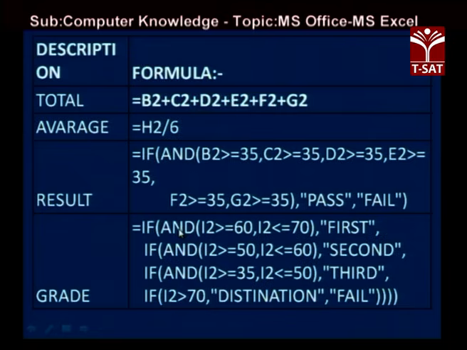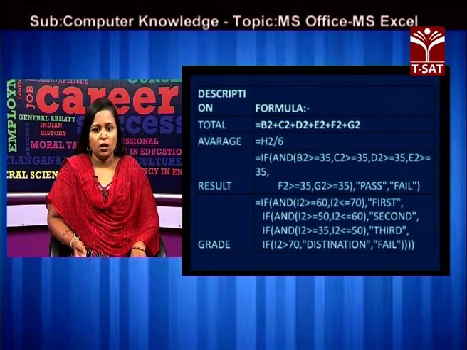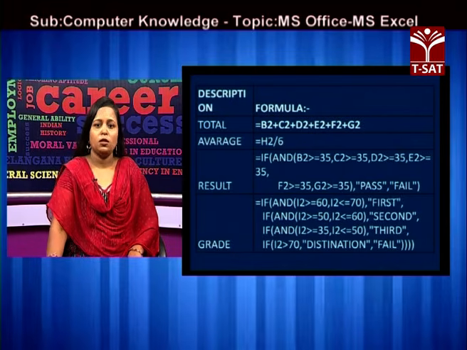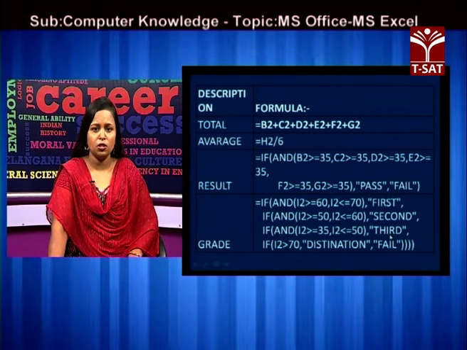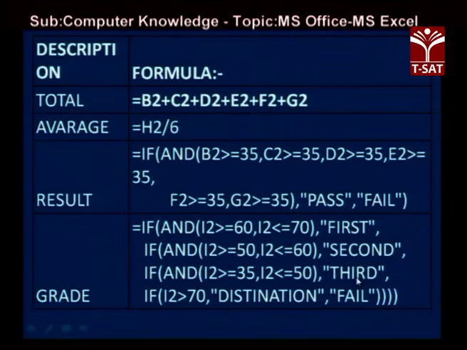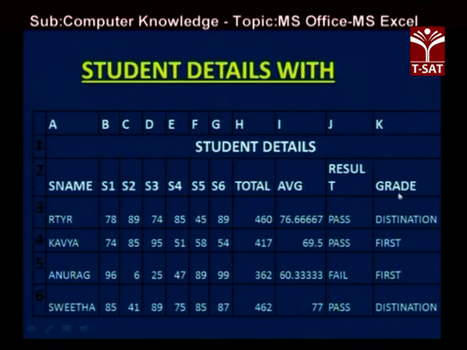If and conditions are also there. First of all, first, second, third, failed options are there. First class, how to find out the first class? 60 to 70% marks is there, so then only we consider it first class. Next, 50 to 60% is second class, 35 to 50% is third class. Distinction is greater than 70%, and only in that situation do we define distinction, otherwise the student will fail. So, this is the formula for the grade option.